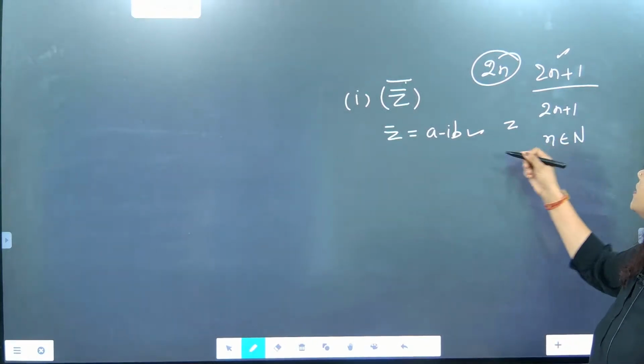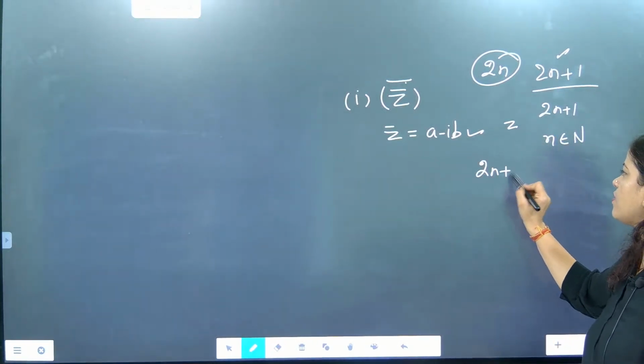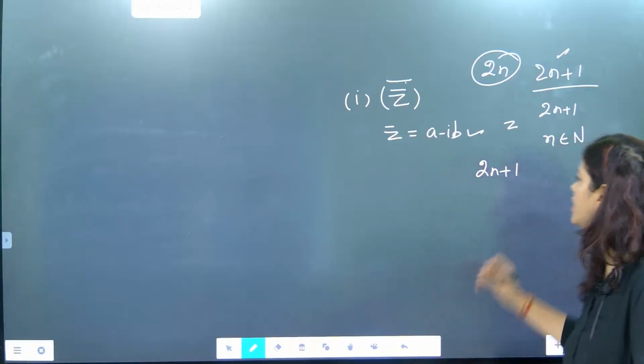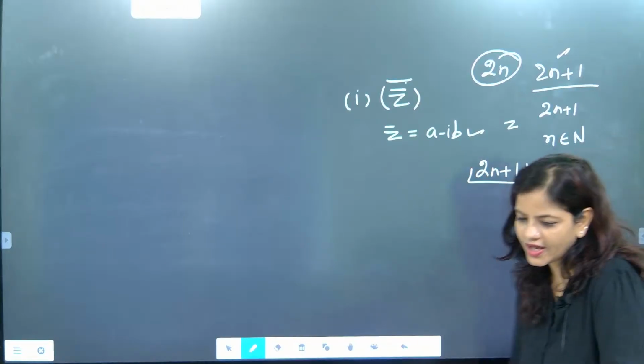Okay, now look here. So now 2n plus 1, will it be an odd number or an even number? It will be an even number. Okay, so correct? It will be an even number.